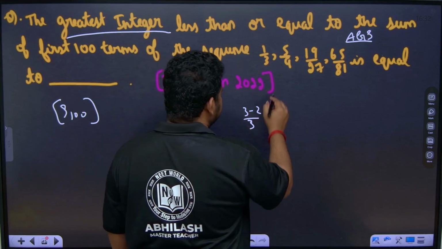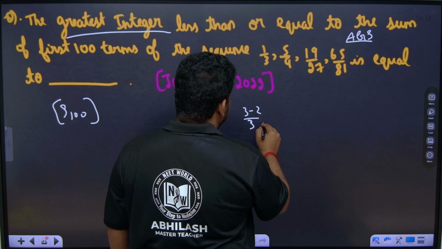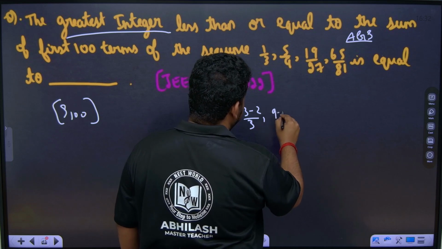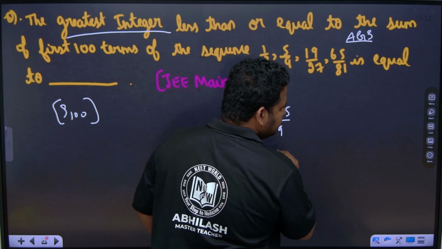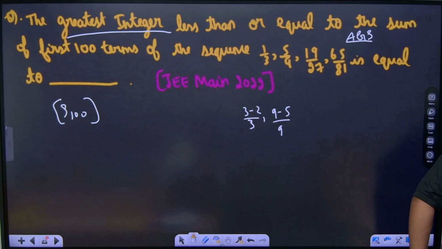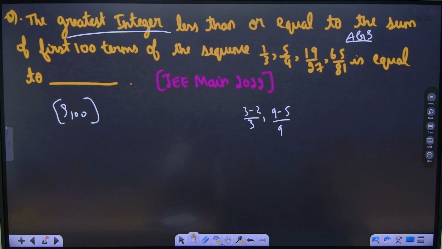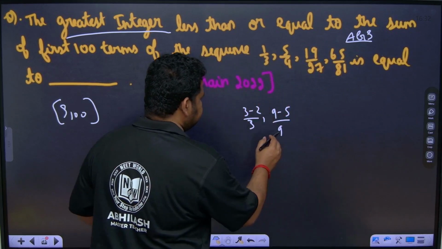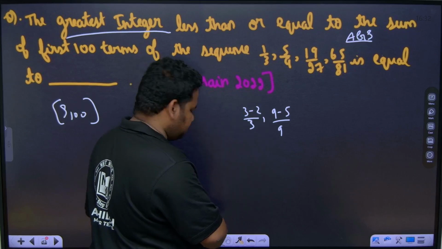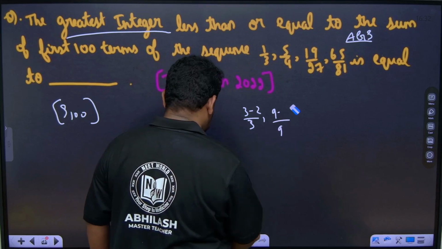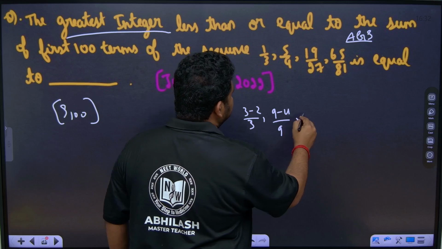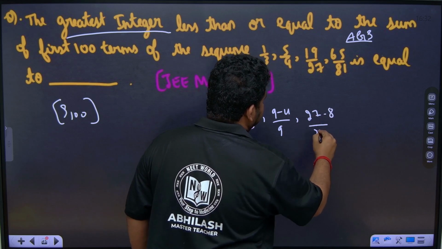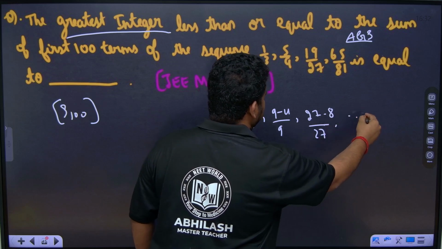Similarly, this 5 can be written as what? 9 minus 5 by 9. 9 minus 4, no? 5 should come in 9 minus 4. This will be 27 minus 8 by 27. Like that it will go on.